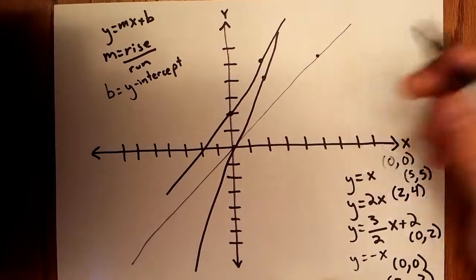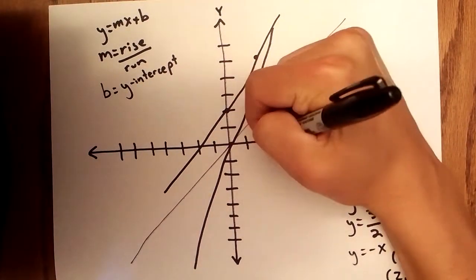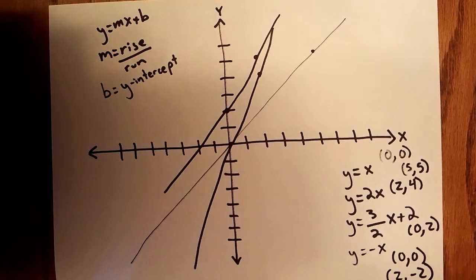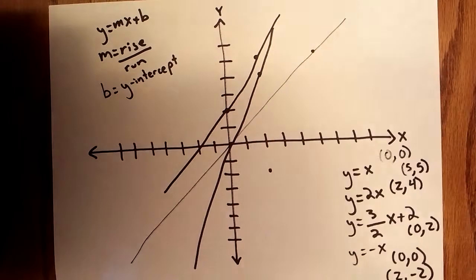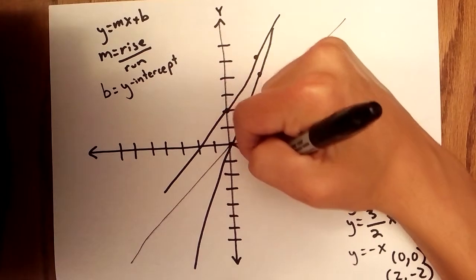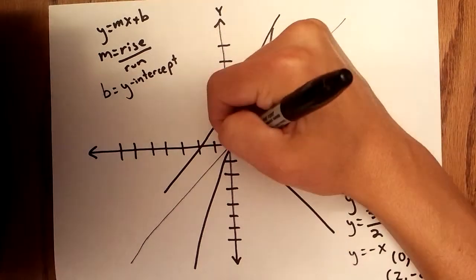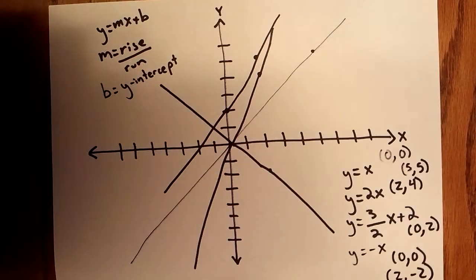So let's graph this. 1, 2. Over 2, down 2, 1, 2. That should be about right there. And you'll see if I connect the dots, it does a graph just like that.